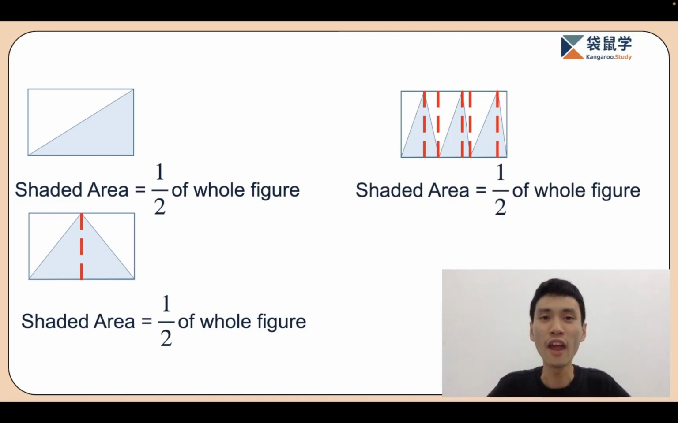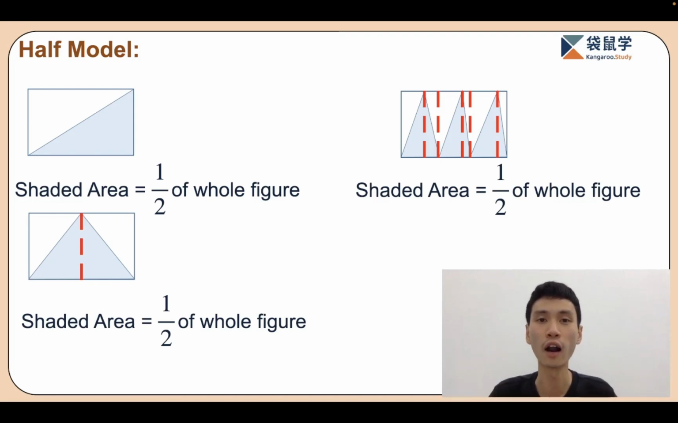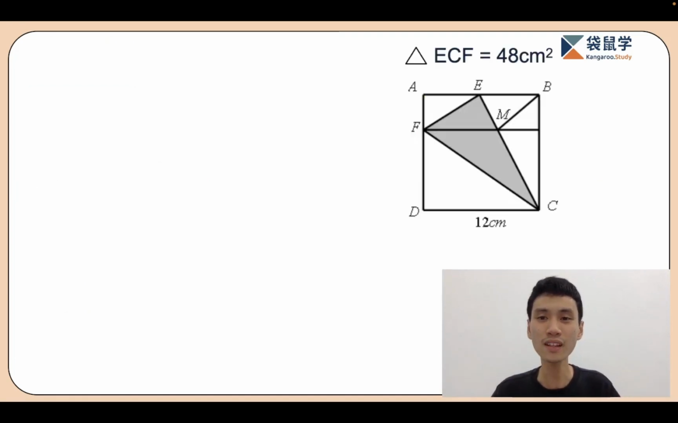Now, in these 3 examples, we see that the shaded area is 1/2 of the whole figure. Therefore, we call these examples of the half model. Now, this is a very important concept in geometry, and it is also very important for our question at hand. So, keep this in mind and think about it while we look back at our question. So, here is the information in the question.